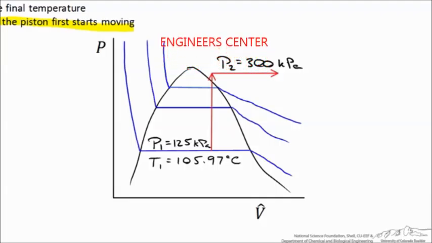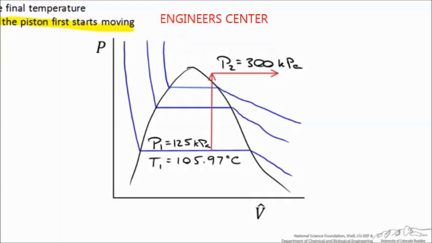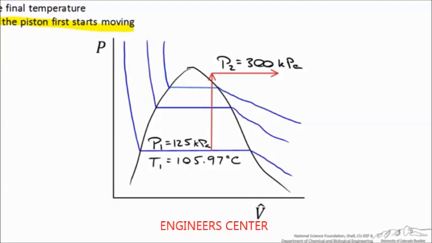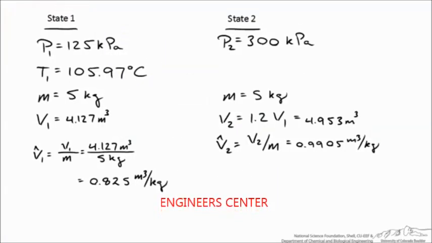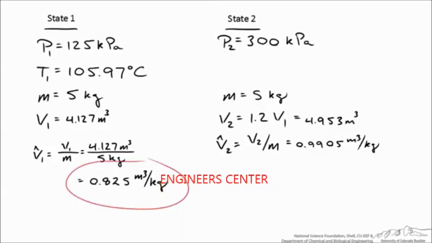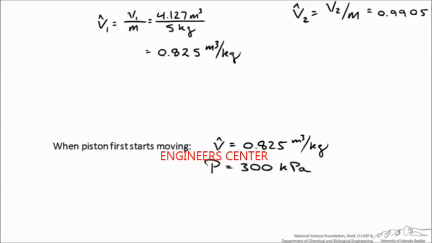Let's figure out what the specific volume of the vapor would be in this case. If the specific volume of a saturated vapor at this pressure is less than the actual volume, that means it's now a superheated vapor because we've moved to the right of the saturated vapor line. When the piston first starts moving, we know the volume, we know the mass. We can calculate a specific volume of 0.825 cubic meters per kilogram.